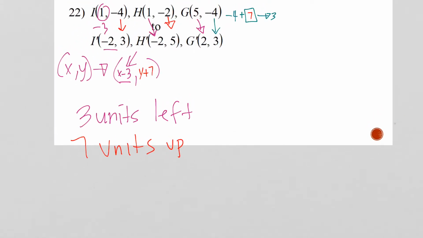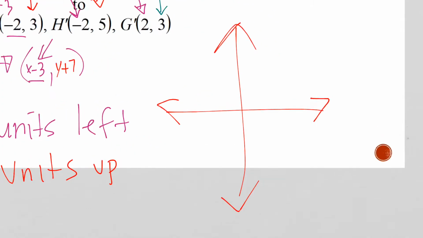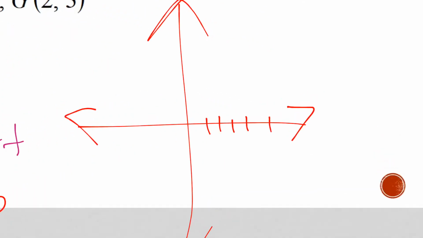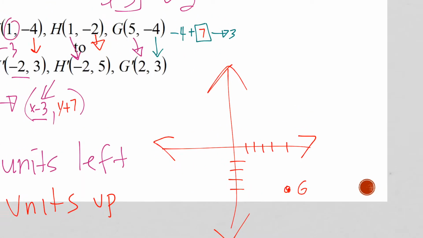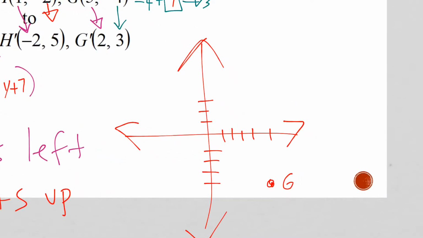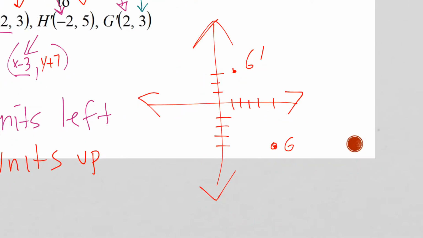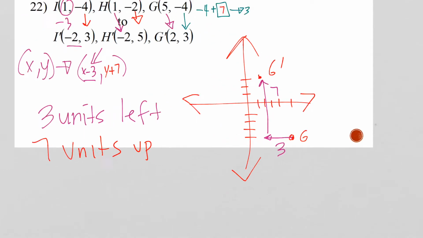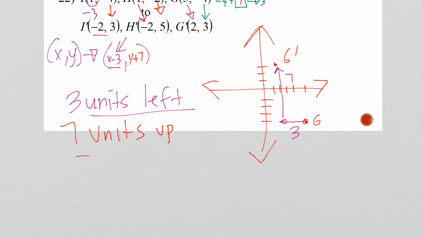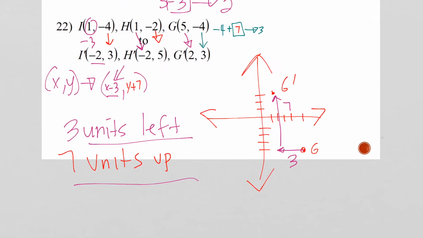If you get confused, you can also graph them. I'm going to graph G. 1, 2, 3, 4, 5. 1, 2, 3, 4. Here's G. G prime is 2, 3. So you can check how many units they moved to the left. To the left they moved 3 units. And then how many units did they move up? They moved up 7. So it's still 3 units left, 7 units up. So if you need to use graph paper for 22, you can.